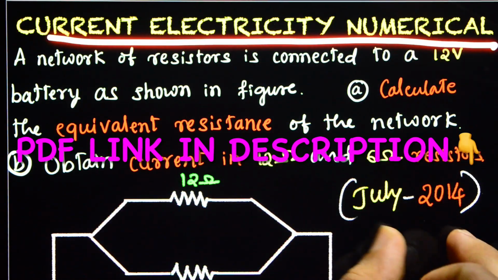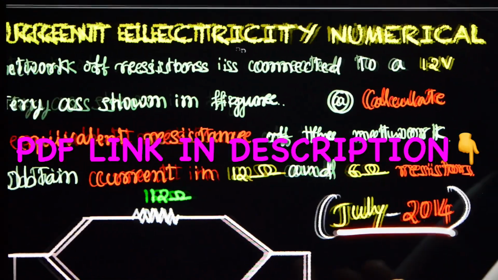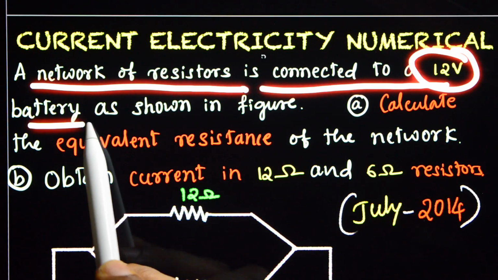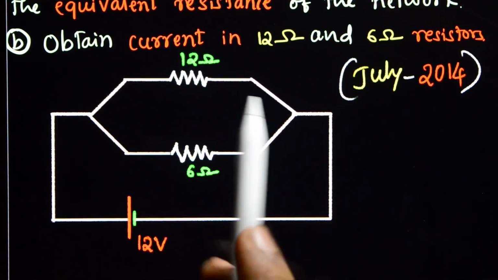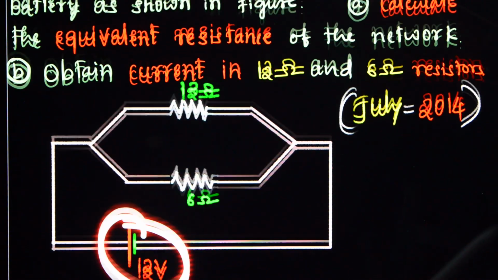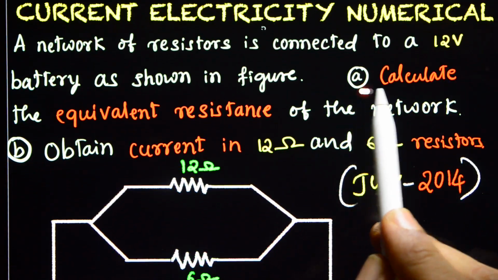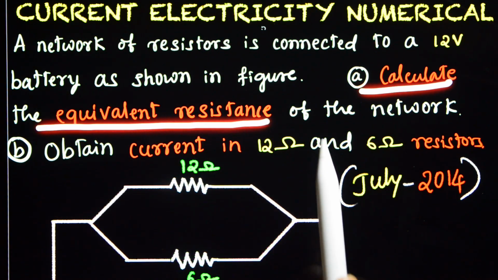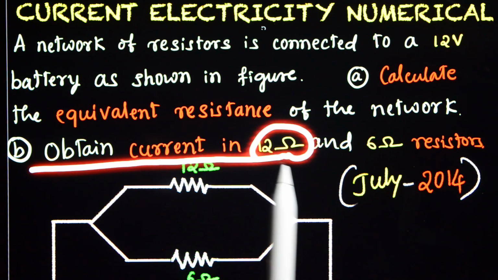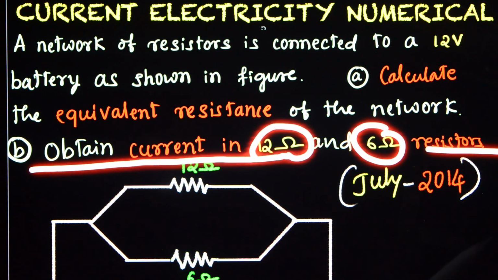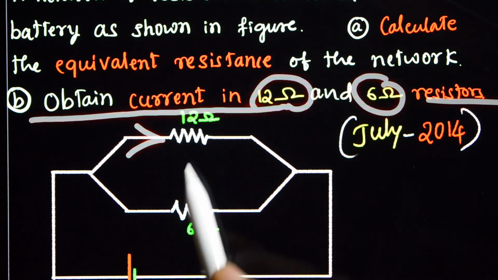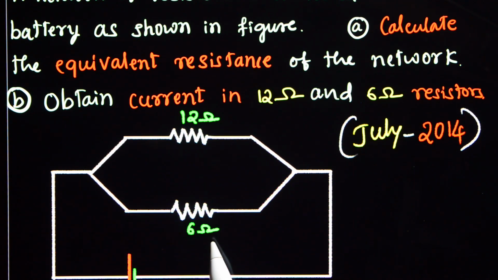Current electricity numerical, July 2014. A network of resistors is connected to a 12-volt battery as shown in the figure. Here this is your simple network of resistors that is connected to a 12-volt battery. A. Calculate the equivalent resistance of the network. B. Obtain current in 12 ohm and 6 ohm resistors. Okay, you need to find the current through this 12 ohm resistor and the 6 ohm resistor.